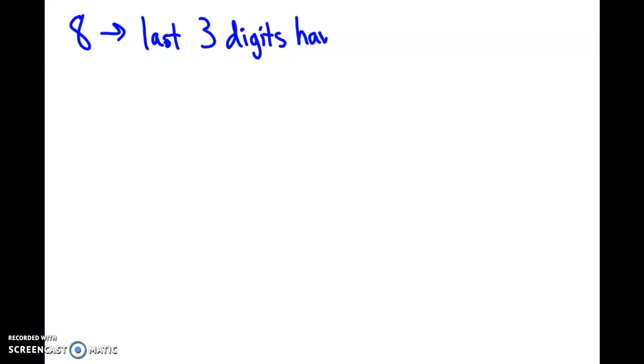So 8, it's a similar rule to 4, except it's now the last 3 digits have to be divisible by 8. And so we're really talking about a large number, but odds are at this time you're going to use the even rule to see if it's divisible by 2 over and over again. But that is the rule for 8.